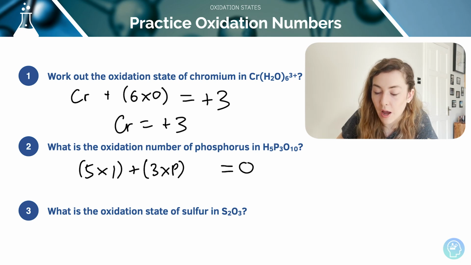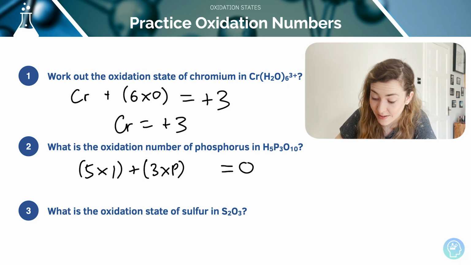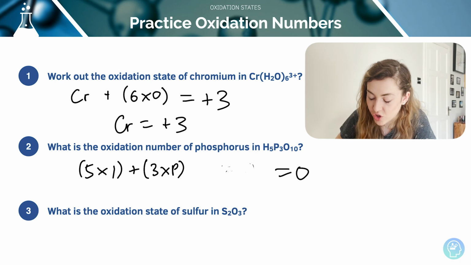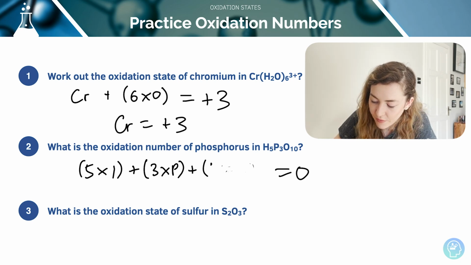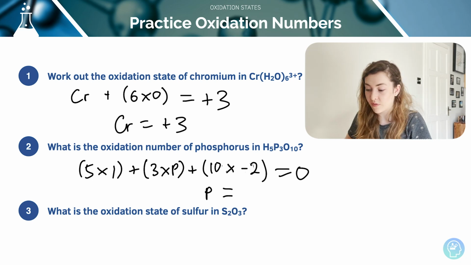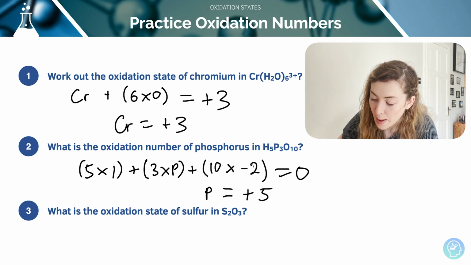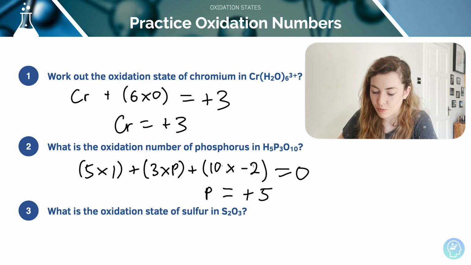And I'm going to define P. There's a temptation to use X, but OCR, for example, have recently stated they want you to define the terms rather than use X. So I'm telling the examiner that I know that I'm looking for phosphorus there. And then I've got oxygen. Now this isn't an exception for oxygen, it's not a peroxide. So we're going to have 10 times -2. And then I solve for P. So I've got lots of information here. If I solve for P, I'm going to end up with P equaling +5. So a little bit of algebra.